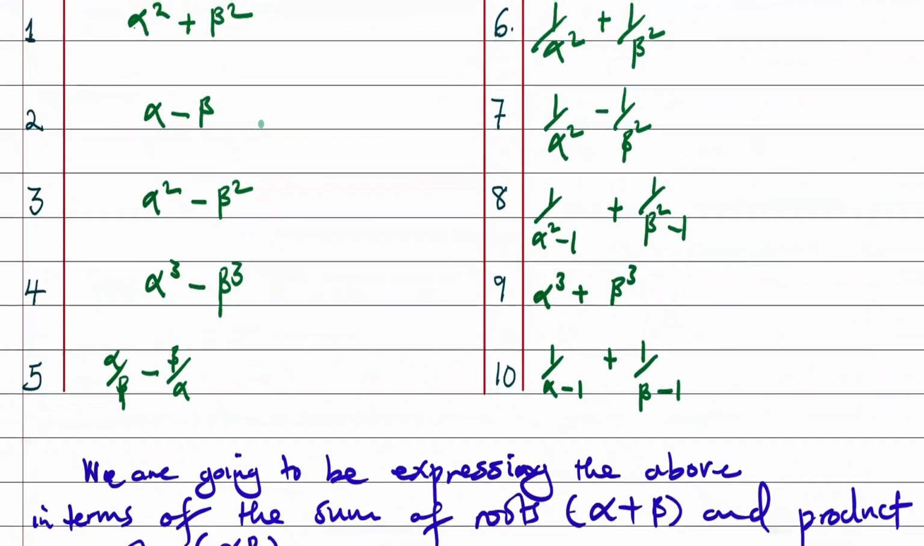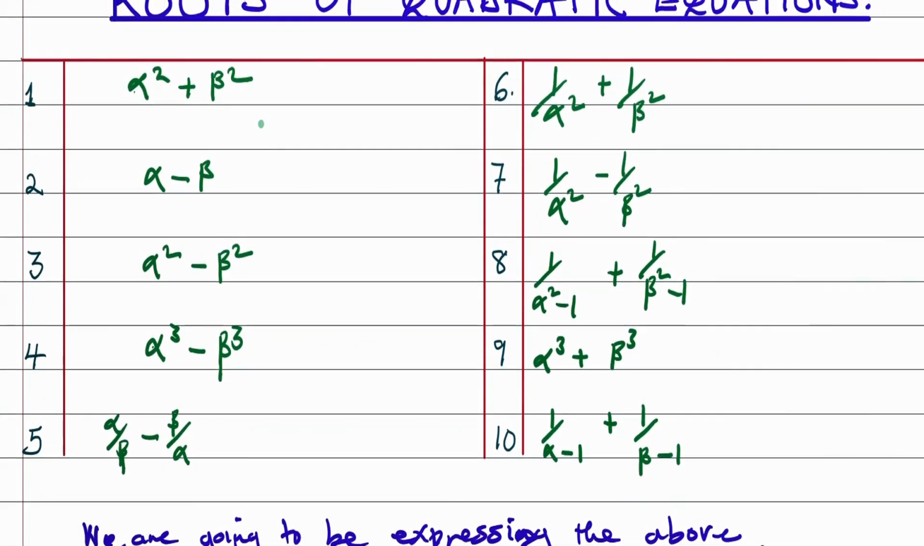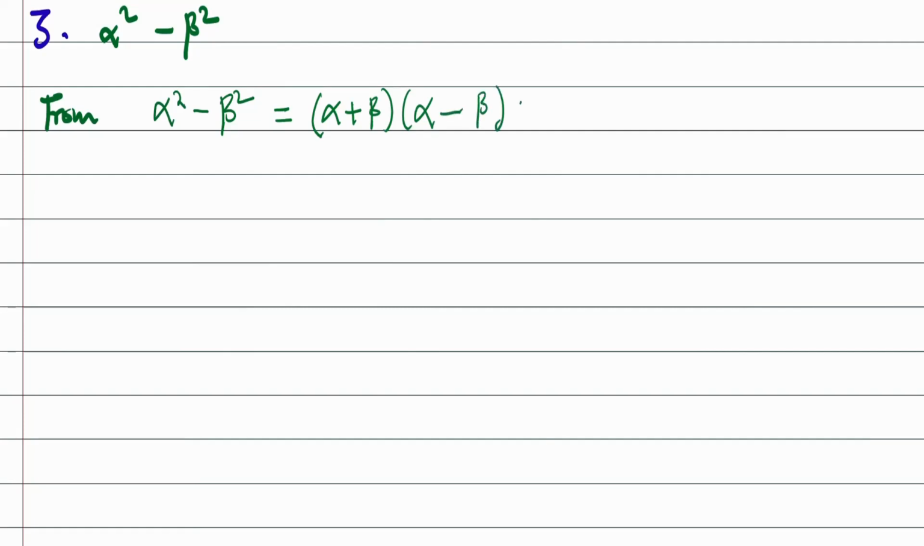Let's check. Number 3, we are having alpha squared minus beta squared. So we want to express this one again in terms of alpha plus beta and alpha multiplied by beta. So still we are going to say that alpha squared minus beta squared equals, this is the difference of two squares, alpha plus beta into alpha minus beta.